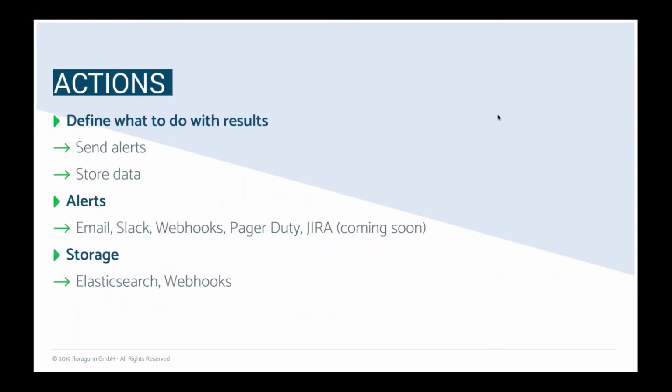Actions define what to do with the results. So you can send alerts, you can store data, and regarding alerts, you can use email, Slack, webhooks, PagerDuty, and we will also support Jira, which is coming soon. Probably not included in the first beta release, but we're working on that. And you can use Elasticsearch and webhooks to store your actual data.